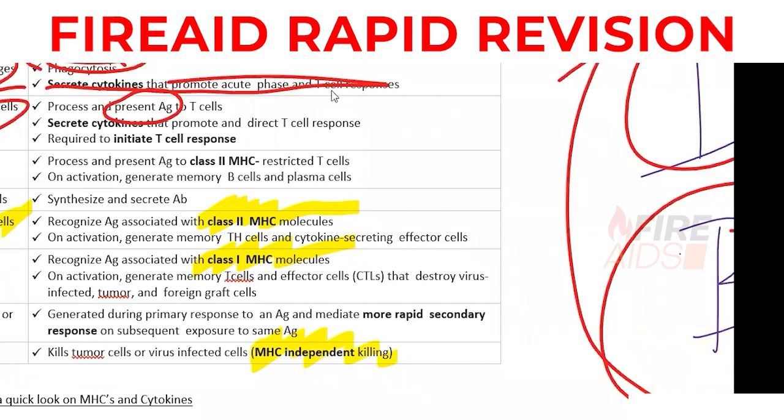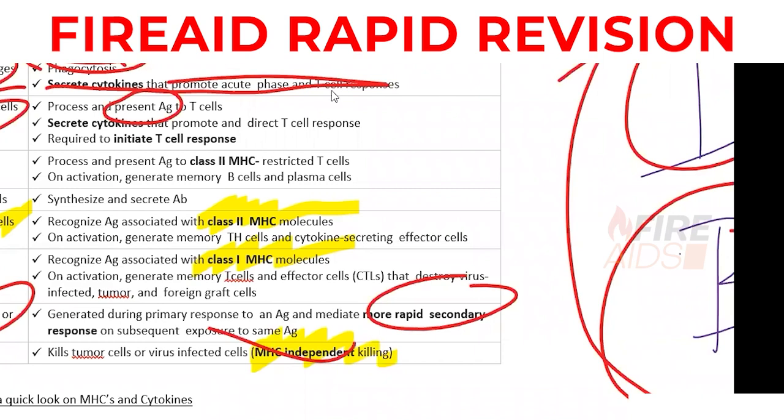In between there is something called memory cells. It could be for the B cell, it could be for the T cells. Memory means that in future, if there is any exposure to the same antigen, it is going to kill quickly. So the response would be quick, a more rapid secondary response. Okay, so that is easily understandable.